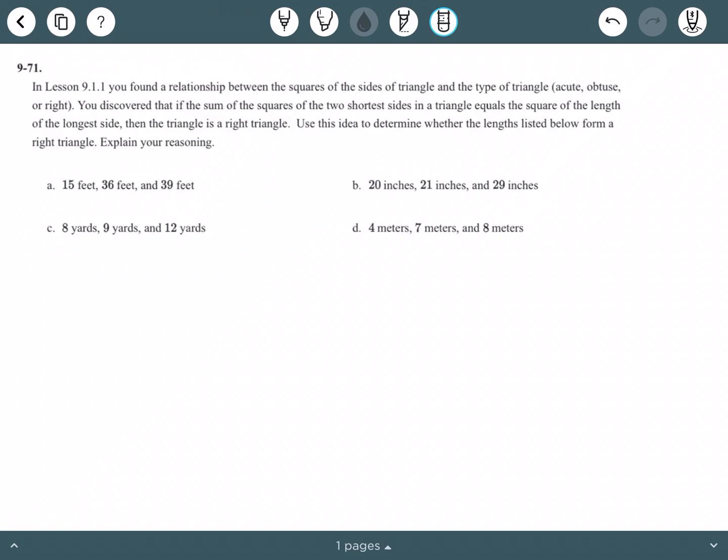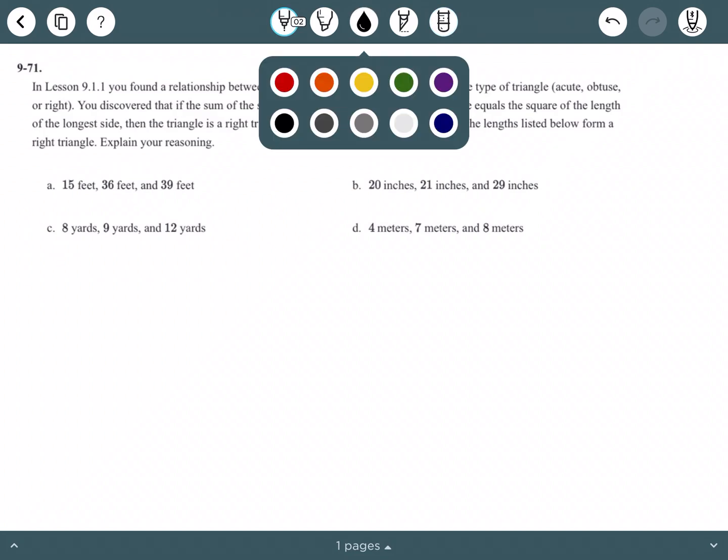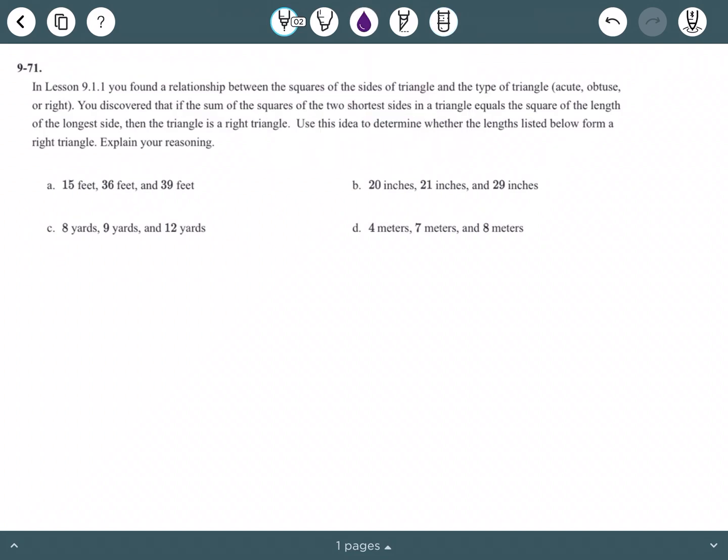Use this idea to determine whether the lengths listed below form a right triangle. Explain your reasoning. So basically what we're doing here is following that Pythagorean theorem that we talked about in the last problem. That's a squared plus b squared equals c squared, to put it short. We're taking the two smaller lengths and squaring them to see if it adds up to the longest length when we square it. So let's take a look at part A.